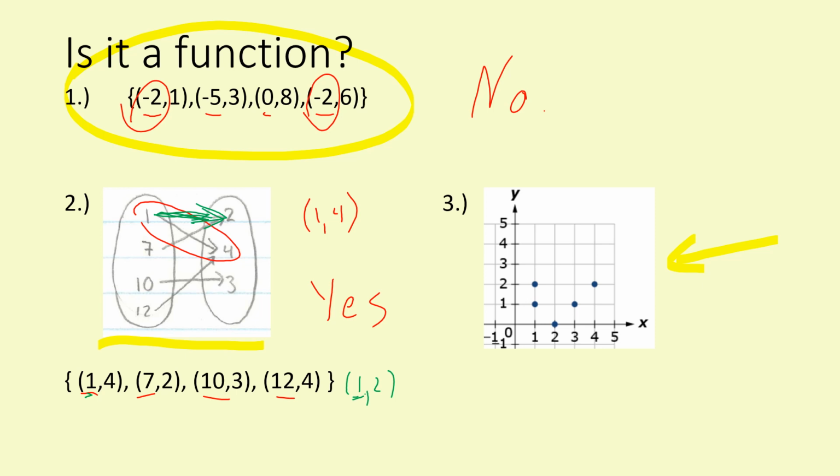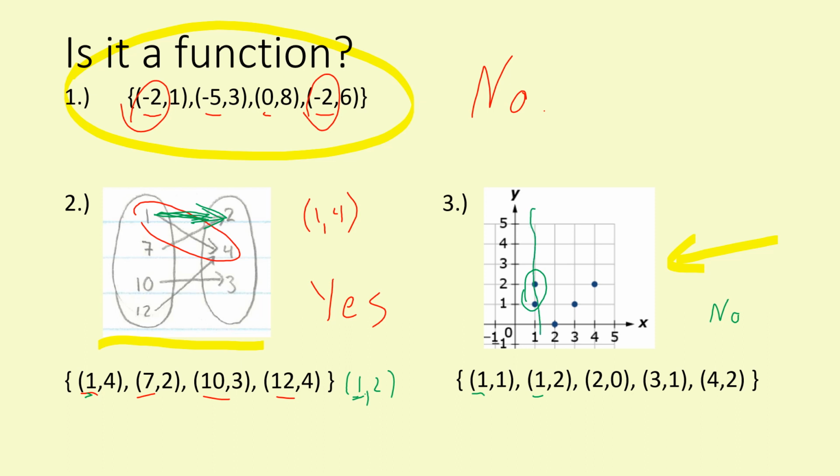Okay, number 3, this is not going to be a function. We would do the same thing here. And the reason it's not a function is if we were to write out all of these ordered pairs, we can see that there's 2 ordered pairs that have a 1 as the x. So again, we have duplicate x's, okay, with different outputs, right? If we have any points that are on the same line vertically, it's not a function.